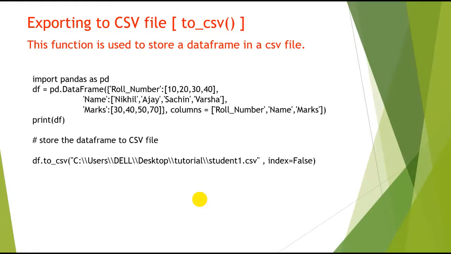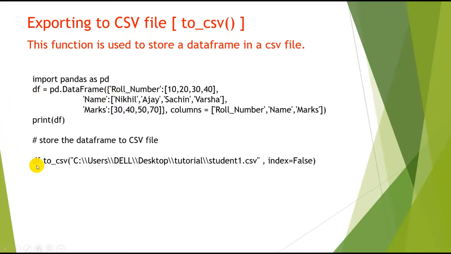Okay, now how to export a CSV file? I mean, once you have a data frame created, you can store the contents of a data frame into a CSV file. Suppose, as shown in this example, I have created a data frame with 3 columns: roll number, these are the roll numbers, and there's a name column with values Nikhil, Ajay, Sachin, Varsha, and a marks column with these values. After creating a data frame, I would like to save this data frame as a CSV file.